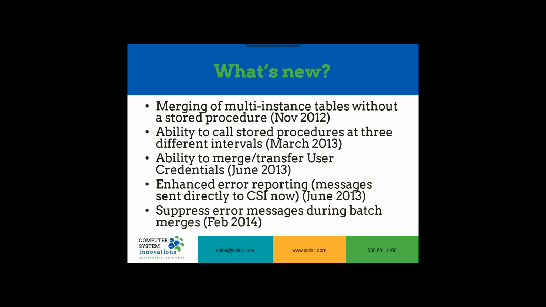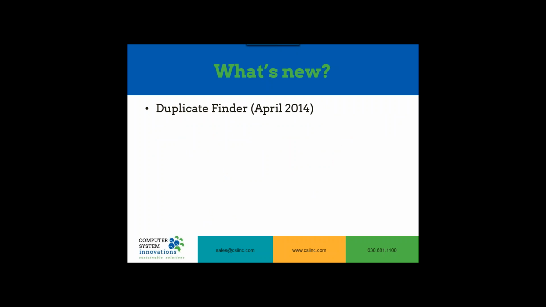People were doing a lot of batch merging, and iMerge would come up and say, whoa, Zach Grant has 2 subscriptions. I can't merge that record, and it would stop. So someone would give iMerge 500 records to merge at night, and it would stop an hour into it, and they'd come in the morning, and it was sitting there. So we added the ability to suppress those error messages and deal with them in the morning.